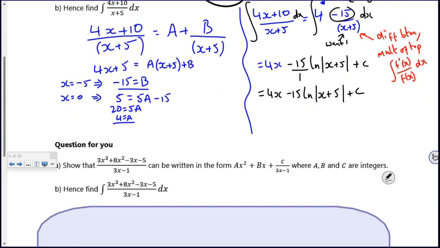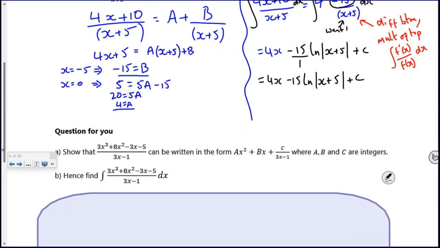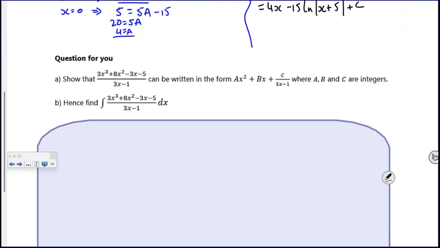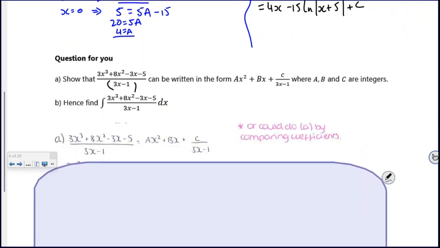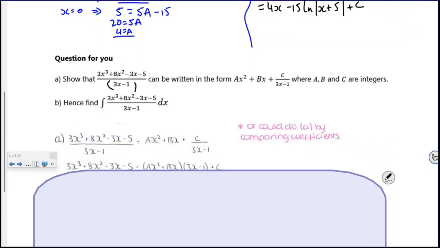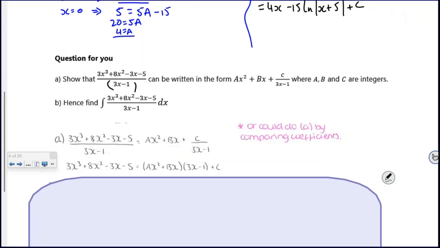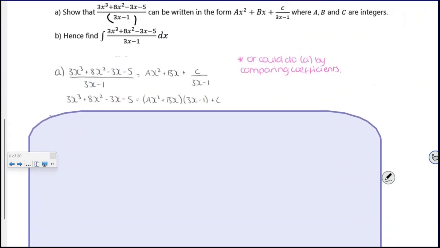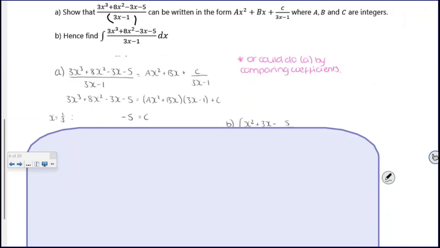Randomly, AQA aren't that much fussed about using modulus signs in logs, but we are. So there's a question for you. Same idea. Let's have a look how they've done it. So I'm going to multiply through and use x is a third, because that gets rid of all of that and finds out what c is.